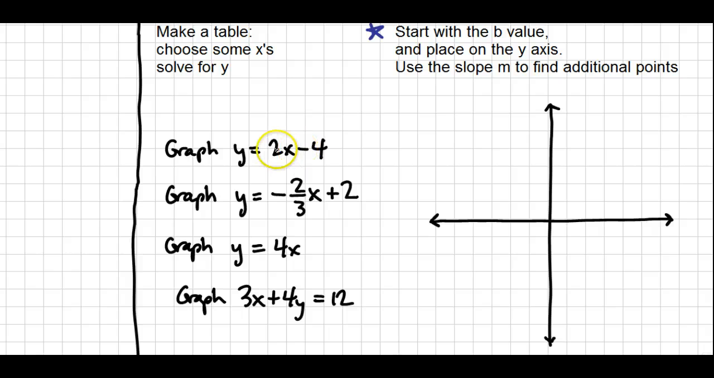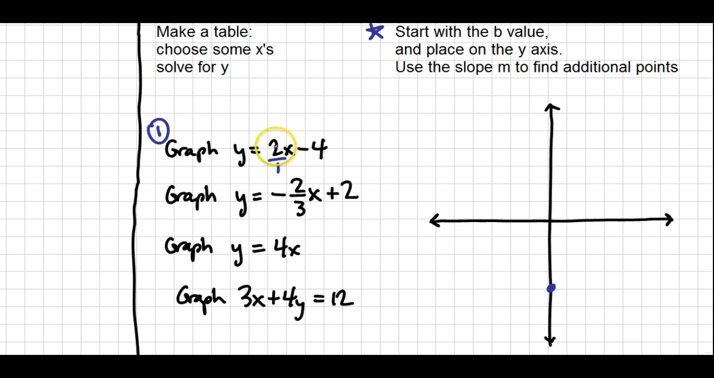So on this first graph we have y equals 2x minus 4. The b value is where we want to start, and that is the number that doesn't have the x next to it. So I'm simply going to put a dot at negative 4. So I start at (0, 0), and I count down 4. Using the other number, the m, or the number next to x, the slope, the top number is the rise, the bottom number is the run.